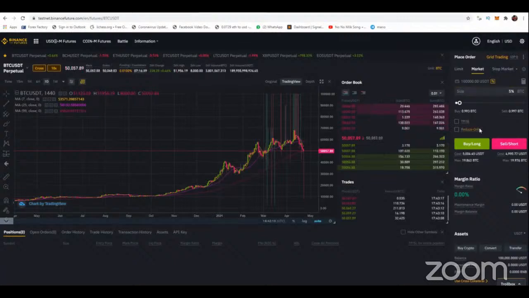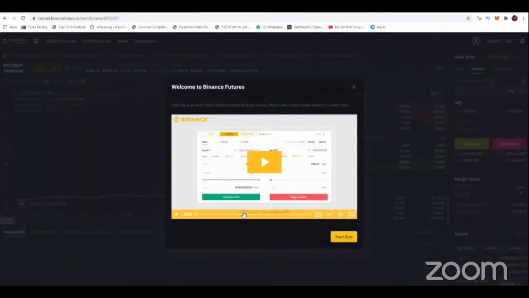Once you have set this, you are risking 5% of your account, and you check that everything is okay, then you click on buy long. Now, when you click on this, this is what happens. It takes you to this area, and Binance is going to first test your knowledge to be sure that you have a good understanding of the market. So you need to pass the quiz with 100% correct before you start trading futures.